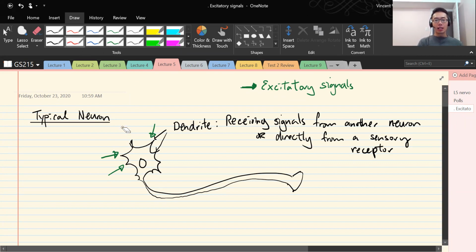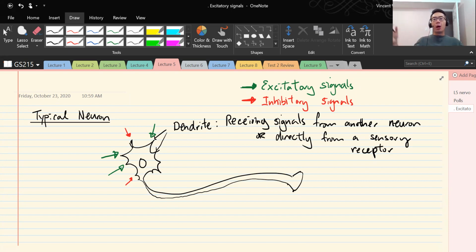And it's not uncommon that at the same time, the neuron could be receiving inhibitory signals. These are essentially signals that tells the neuron to switch off, okay? So simultaneously, one neuron can be receiving multiple signals from multiple sources, some of which will be excitatory, telling it to turn on. Some of it would be inhibitory, telling it to turn off. So what does the neuron do? Does it turn on or does it turn off?